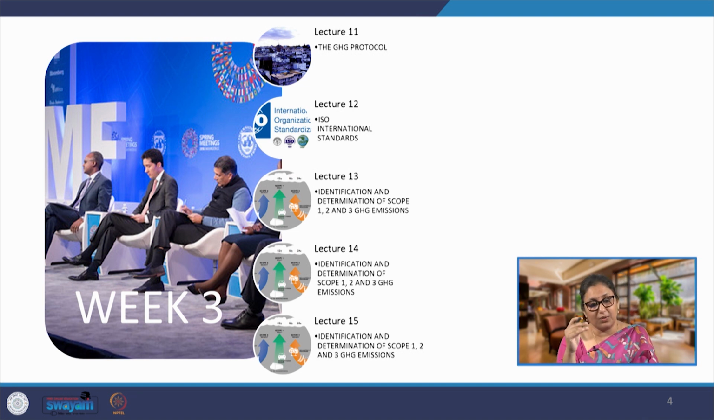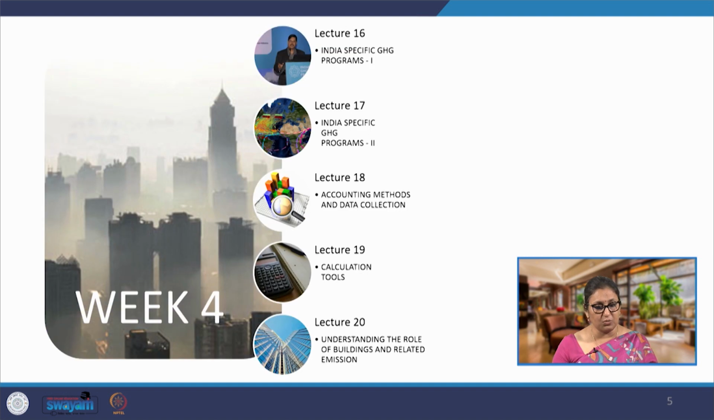And from there, once we studied the GHG Protocol and ISO standards, we saw, for the first time, what scope 1, 2 and 3 of GHG emissions are. What do we consider as scope 1, scope 2 and scope 3, and how do we identify and determine them? We know a whole array of activities and processes that are included, but how do we determine this is scope 1, 2 or 3? So, we discussed that in week 3.